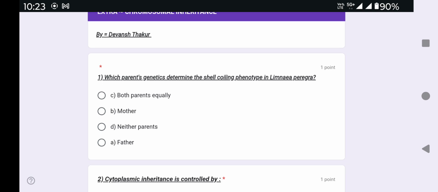So question number 1 is, which parent's genotype determines the shell coiling phenotype in Lymnaea peregra? First of all, you have to give the options. The first option is both parents equally, second option is mother, third option is neither parent, and fourth option is father. Okay, so you have written here C, B, D, A. It must be A, B, C, D, right? You have to correct this one, otherwise it will be wrong. So the correct option will be the mother.